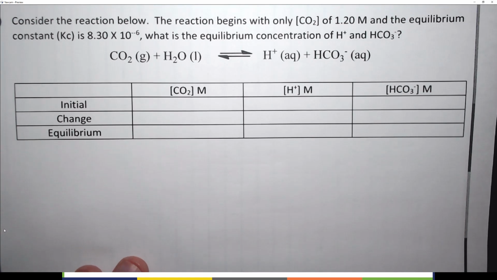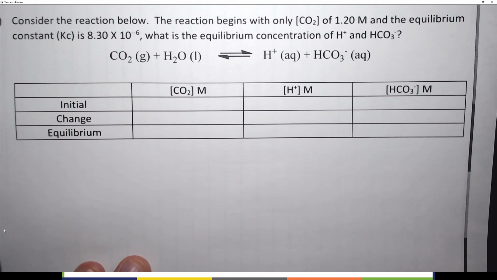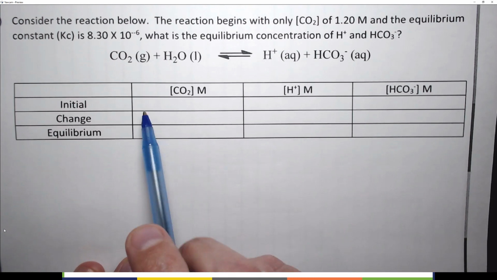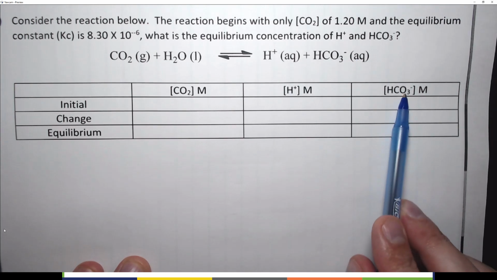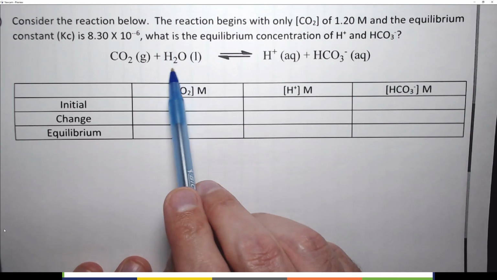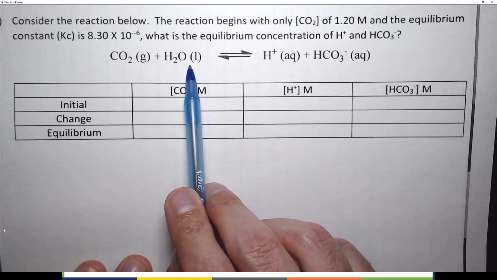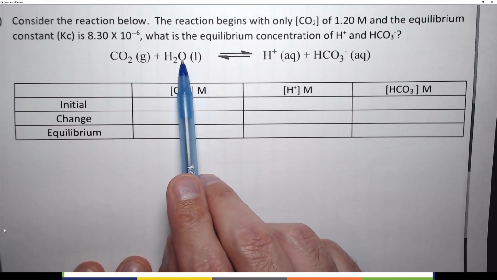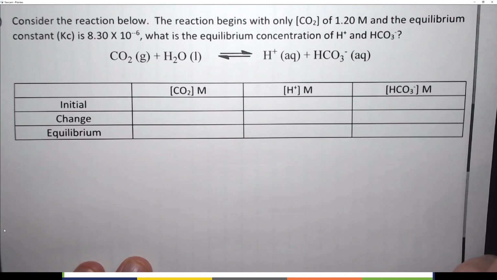Here's a little bit different ICE table that hopefully you remember from a previous lecture about why this is the case. It was earlier in the chapter. Here we have CO2, we have H plus, and we have HCO3 minus. We don't have water. Why don't we have water? The reason is because water is a liquid. So we only put things that are gases and aqueous into our equilibrium constant expression. Therefore, we only need to put those in our ICE table.